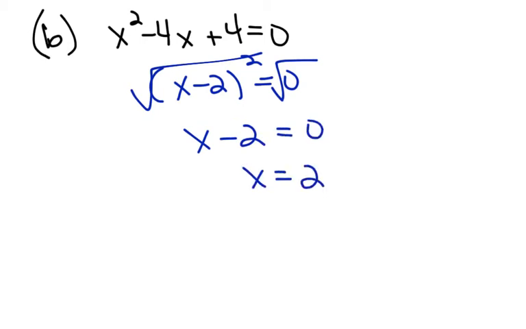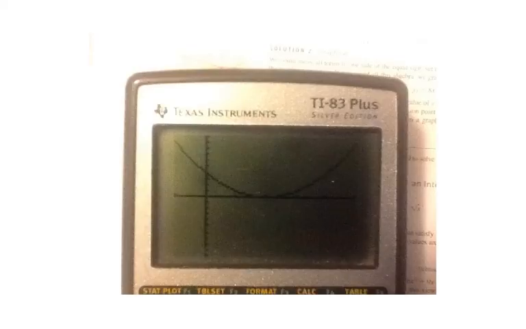Whether you use this method or the quadratic formula, what's going to happen with the quadratic formula is you're going to get a 0 under your square root sign. Well, the square root of 0 is 0. You're going to end up with 4 over 2, which is 2. Well, if there's only one solution, that means when I graph this, the graph will only hit the x-axis one time. Here's what the graph looks like on my calculator.